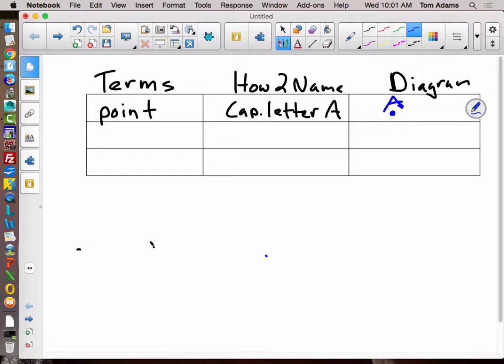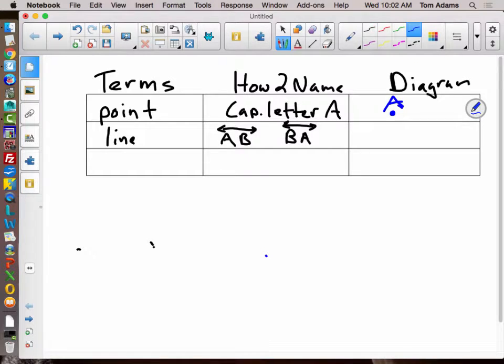But we want to be able to distinguish the difference between the point A and, say, maybe a line. So now a line can be represented two ways. How you would name that would be A to B, and it'd have two arrows going this way. Or we could think of it as B to A.